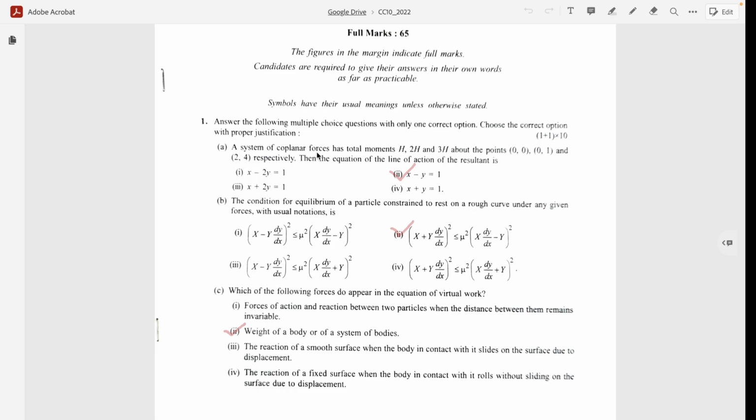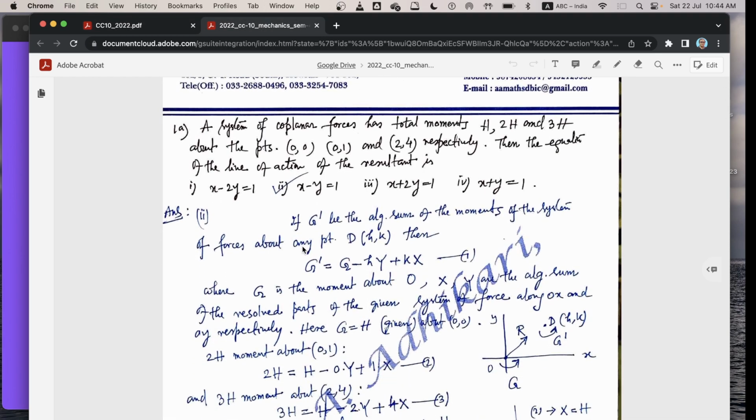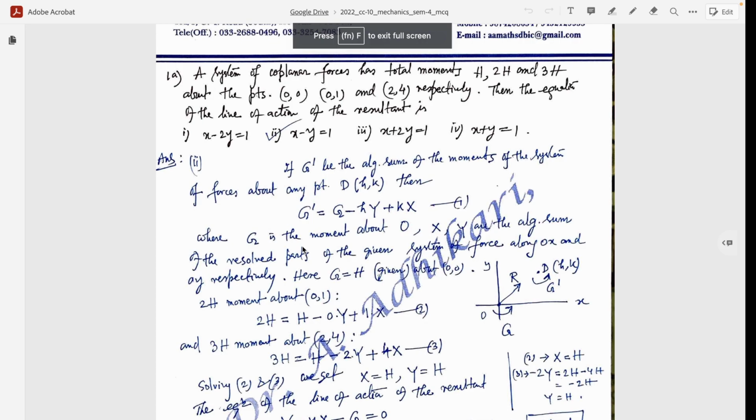A system of coplanar forces has total moments H, 2H and 3H about the points (0, 0), (0, 1) and (2, 4) respectively. Then the equation of the line of action of the resultant is: the correct option is 2, x minus y equal to 1. Here is the answer.